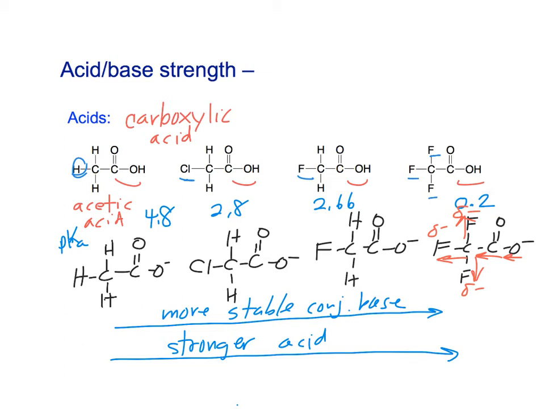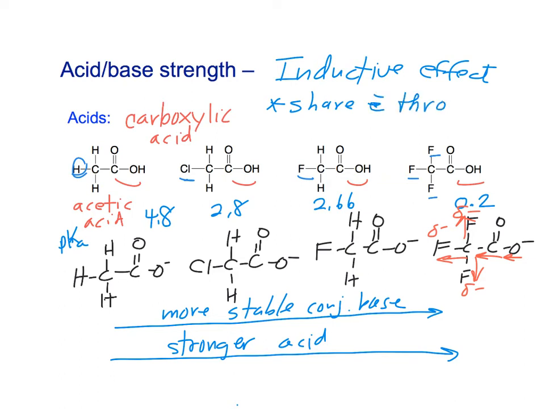So this pulling of electron density through sigma bonds is called an inductive effect. We could call this sharing electrons through sigma bonds, through single bonds. Resonance, if we want to make a comparison, is sharing electron density through pi bonds.